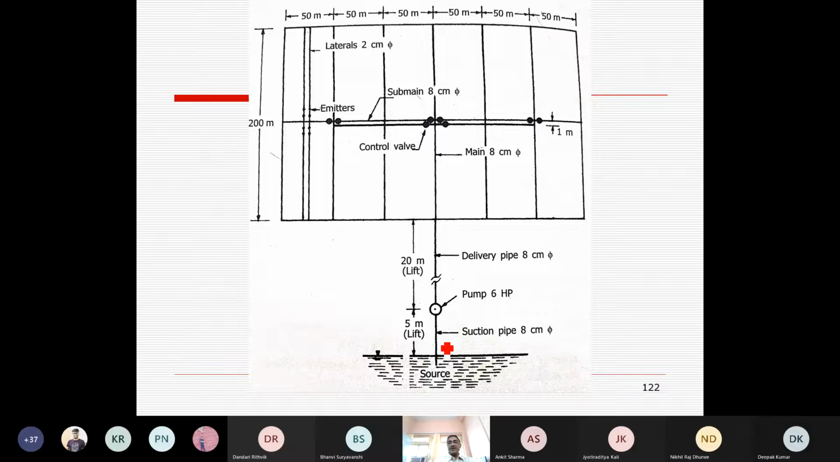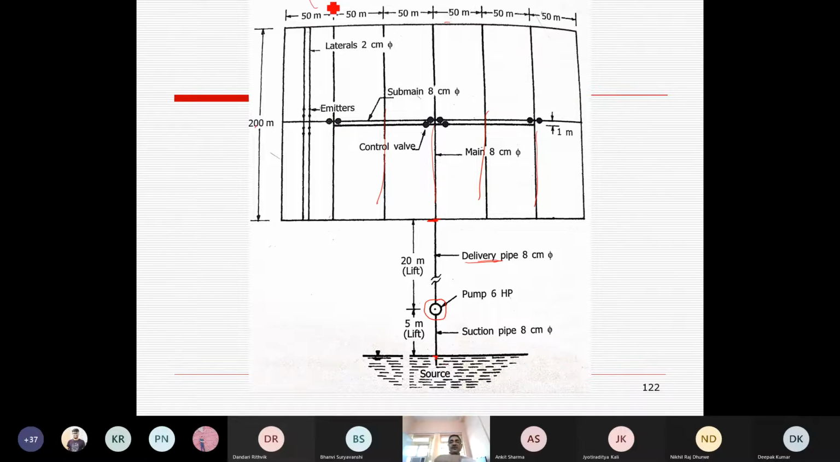We have a source. It has a 25 meter head difference between the water level in the source, that is the river, and the field. So we are simply assuming that we are putting a pump which is lifting water from the source at a 5 meter lift depth, and it is delivering water to the field by using a 20 meter lift pipe or delivery pipe. In the field it is 200 meter by 300 meter. So we are dividing it into a number of sections. Now you need to find out what size it should be.